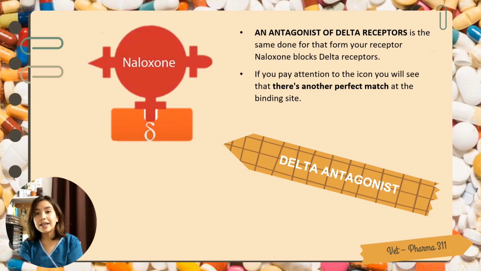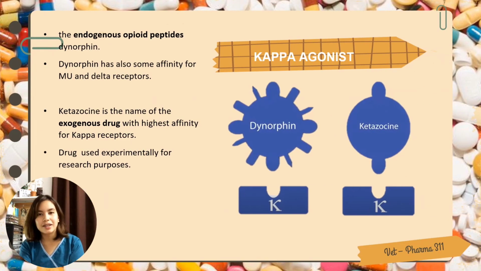The last classic receptor we are going to discuss now is the kappa receptor. As with mu and delta, we will study its main agonists. The endogenous opioid peptide with the highest affinity for kappa receptor is dynorphin. Dynorphin also has some affinity for mu and delta receptors. Ketazocine is the name of the exogenous drug with the highest affinity for kappa receptor. It is a drug used experimentally for research purposes.